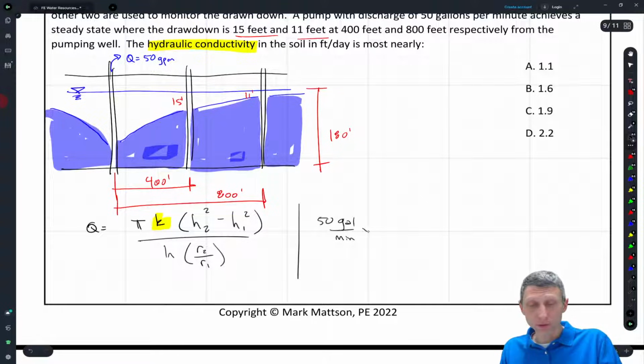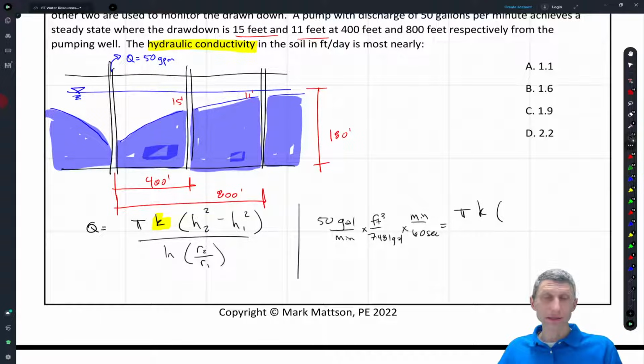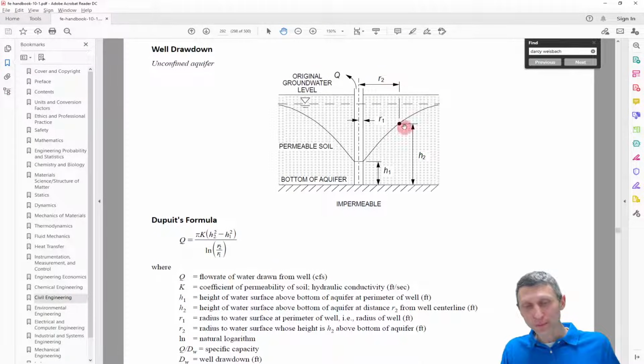And we have to do our unit conversion here again. So we have to do 1 cubic foot per 7.48 gallons times, every minute there's 60 seconds. This is going to equal pi times K times our height. And this is where you've got to be careful with the height. It's so easy just to plug in the wrong number and get the wrong answer. Our height goes from the point to the bottom of the aquifer. From the point to the original surface, the groundwater level, we have the drawdown. So we need to find our height here.